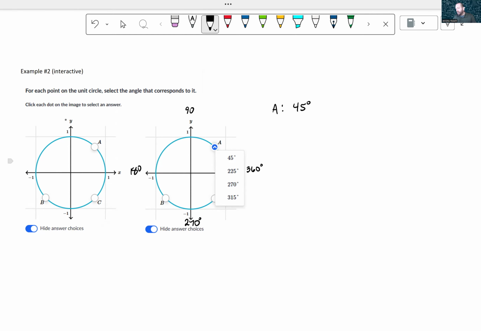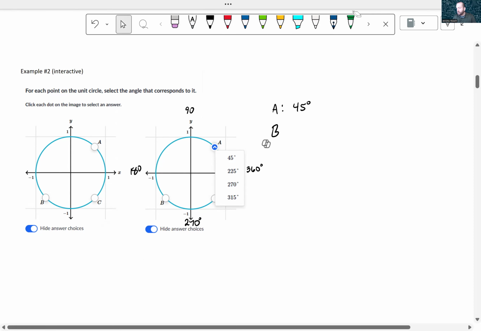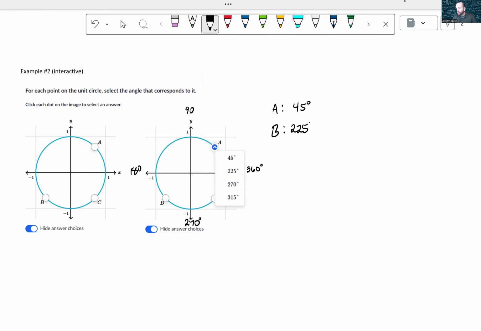For B, looks like it's greater than 180 degrees, but less than 270 degrees. And our only answer choice for that would be 225 degrees for B. So write 225 degrees for B. And then for C would be greater than 270 degrees and less than 360 degrees. So that would be 315 degrees. Okay, let's try a couple more of these.